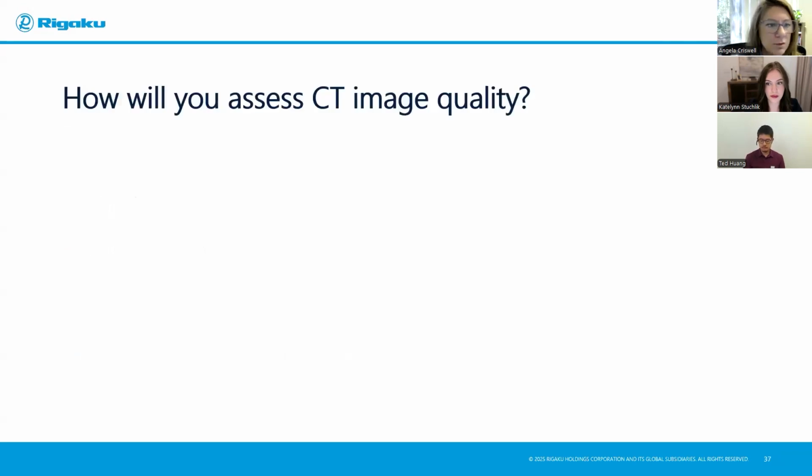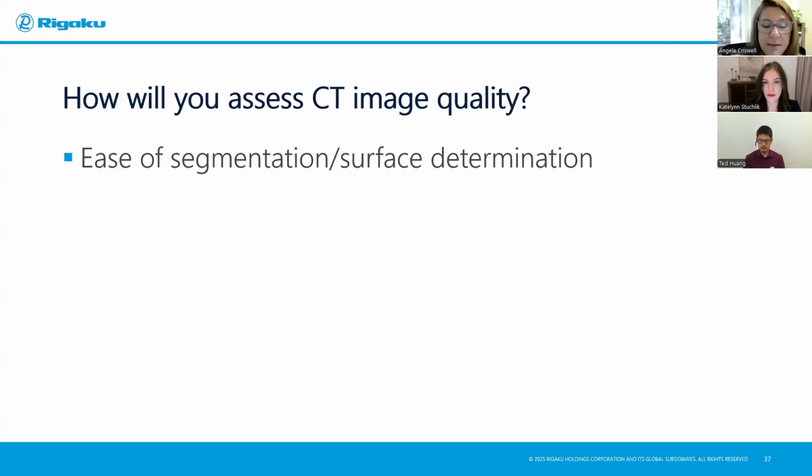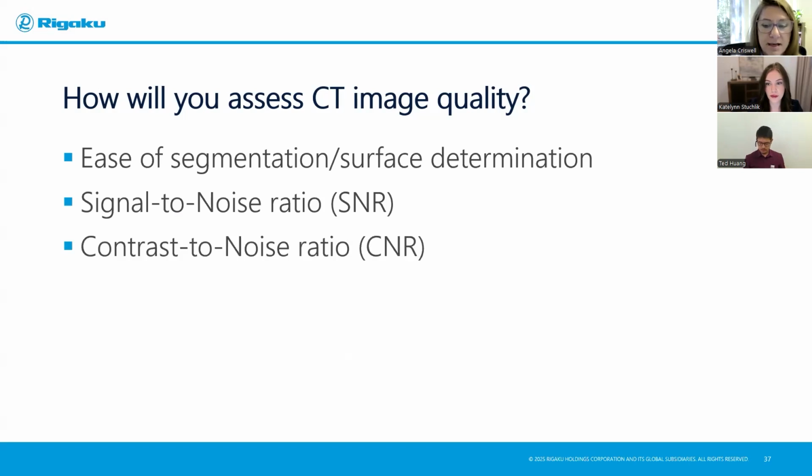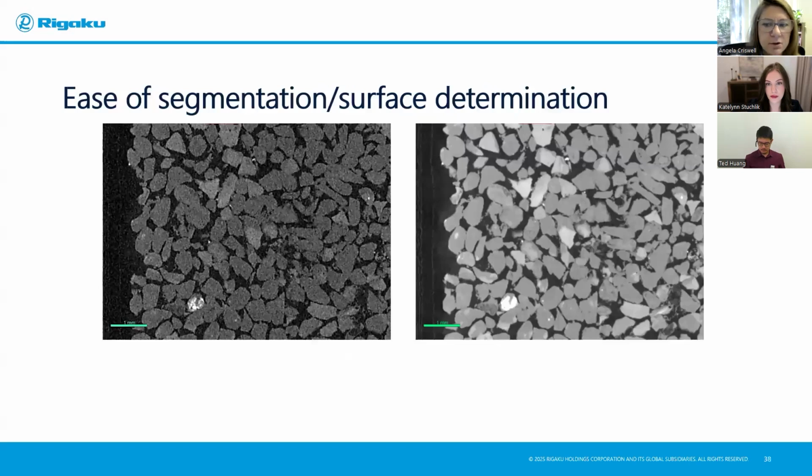So I just wanted to give you some ideas that you might use. So for example, it might be most important, can I segment this so I can get to quantitative stuff? So the ease of segmentation or surface determination, perhaps if you're working with VG Studio Max and tools, might be most important to you. But there are also some other metrics like the signal to noise ratio and the contrast to noise ratio that you might also consider calculating for your data. And let's look at the use of these in a couple of examples.